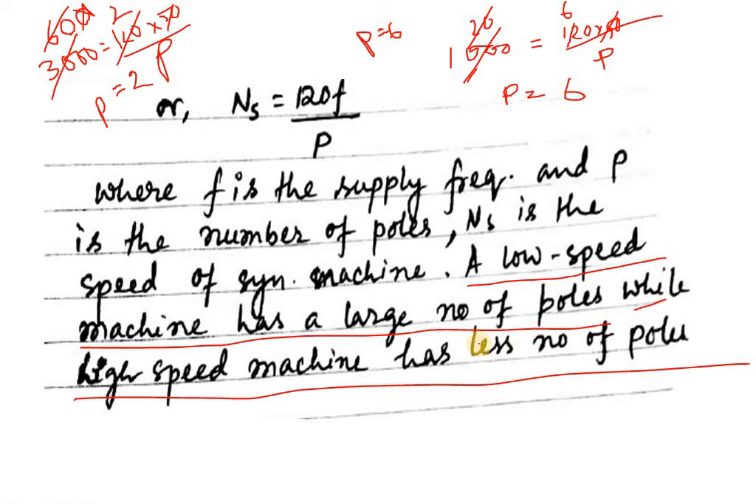That means for a low speed machine, it has a larger number of poles. When speed is less, then the number of poles is high. When speed is more, then the number of poles is less. Okay.